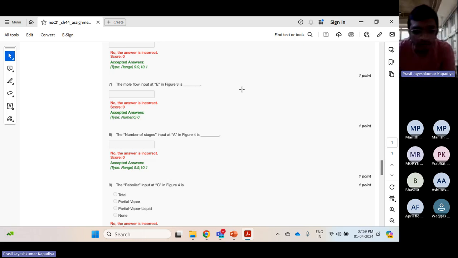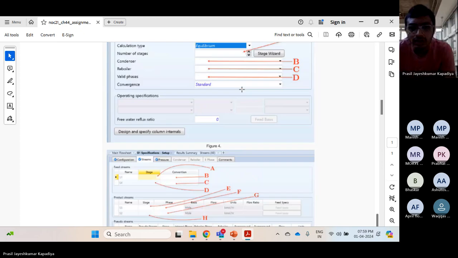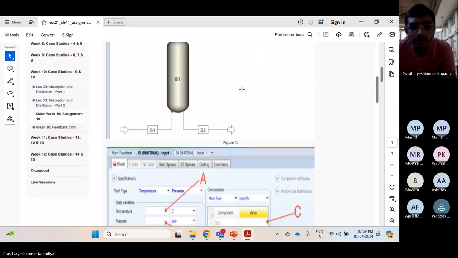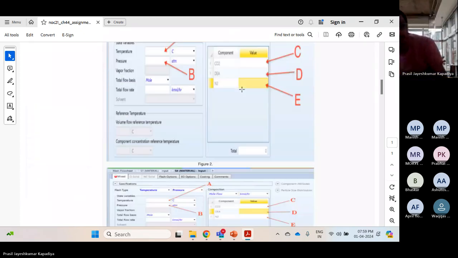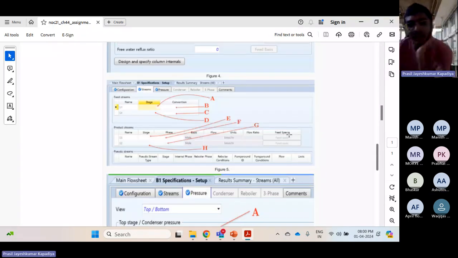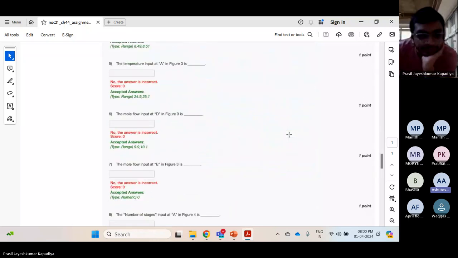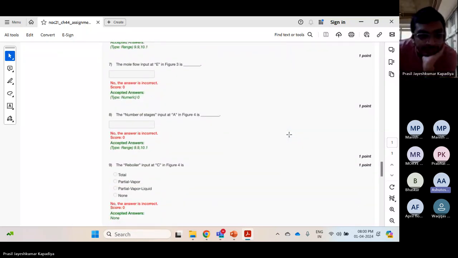The reboiler input at C is. What kind of reboiler is there? Is it total, partial vapor liquid, or none? What should it be? None. Why none? Because in an absorber column, we do not need a condenser and reboiler. Very good. So it's none.